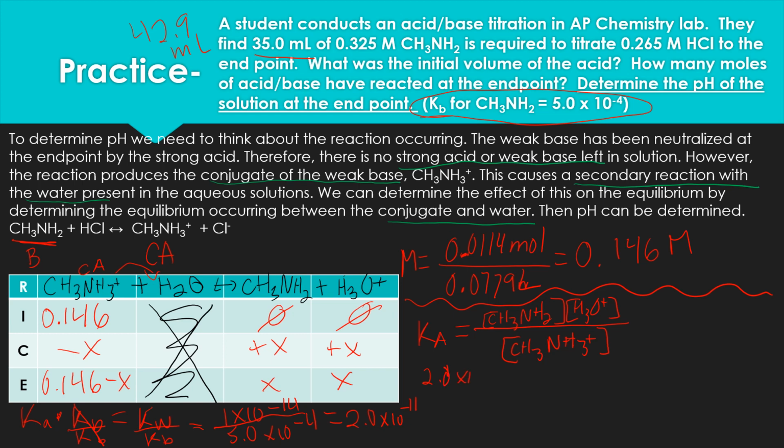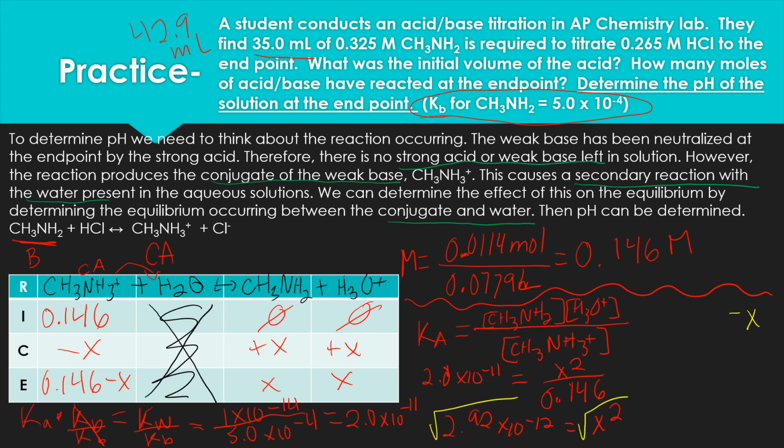2.0 times 10 to the negative 11th is going to equal x squared over our value. Since it's very tiny, we can round this to just 0.146 instead of 0.146 minus x. So we multiply 2 times 10 to the negative 11th by 0.146 and get 2.92 times 10 to the negative 12, which equals x squared. Then we want to square root both sides.